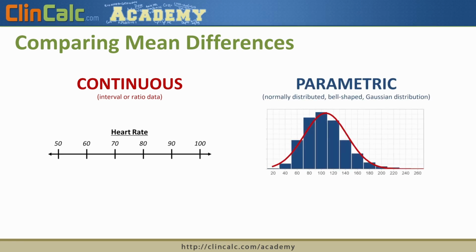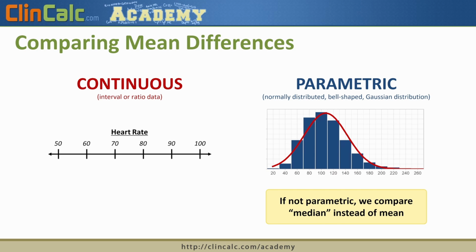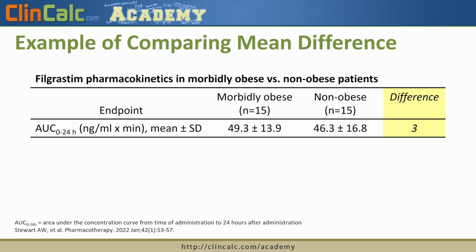When we talk about mean differences, we would always use mean or average when we have parametric data, which means that it's normally distributed, or bell-shaped, or Gaussian distribution. If it's not, meaning that it's non-parametric, we would actually use medians instead of means, which is a separate set of statistical tests and in a separate video in this course. So for this video, we're talking about comparing means of two different groups where the numerical value that we're comparing is parametric or bell-shaped.